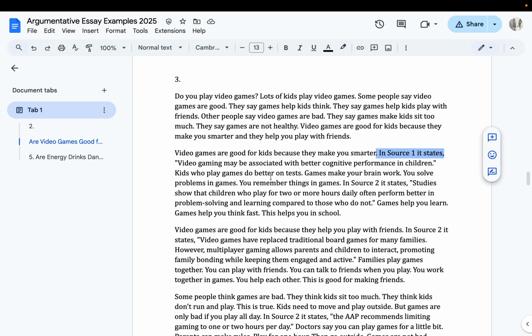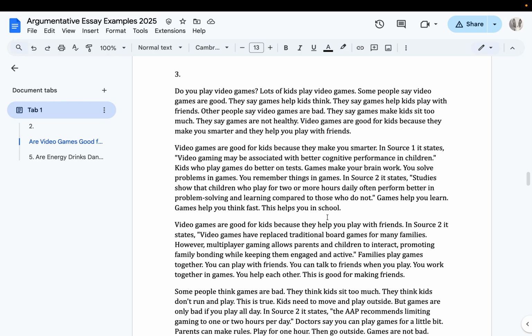Their elaboration, let's see what they say for elaboration. Kids who play do better on tests. Games make your brain work. I mean, this elaboration is actually not as bad, right? And then you solve problems in games. You remember things in games. In source 2, it says, studies show that children who play games help you learn. Games help you think fast. This helps you in school.